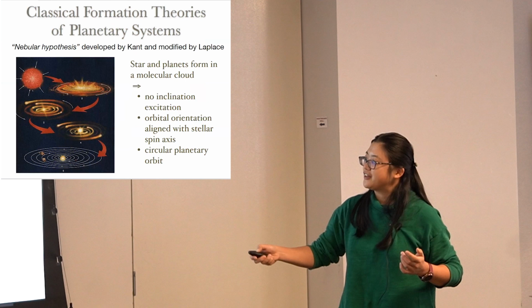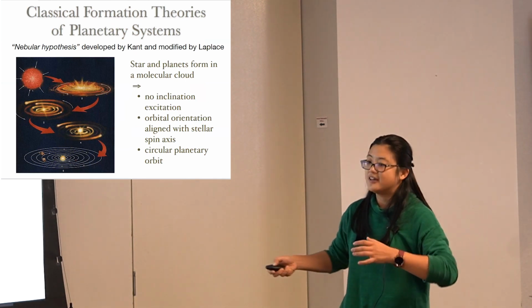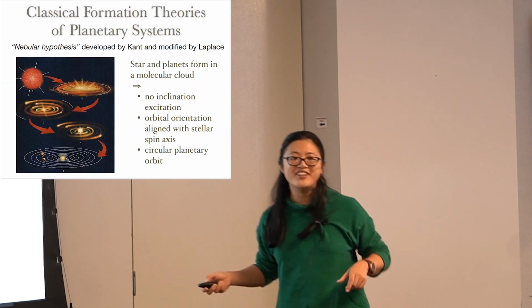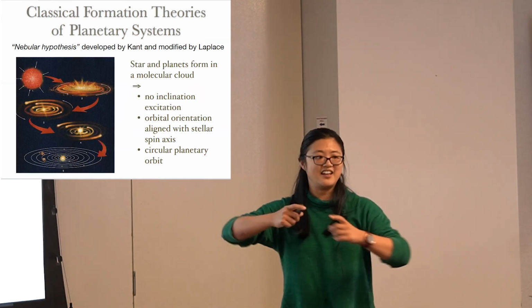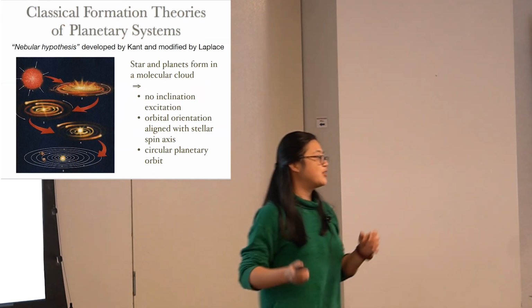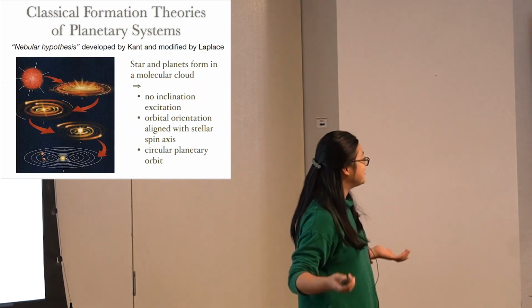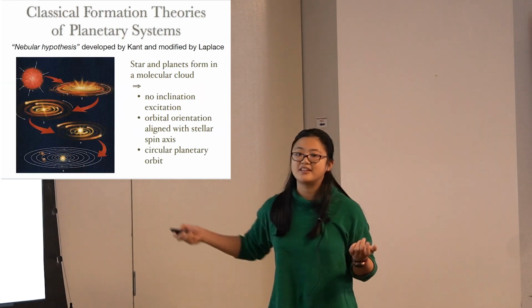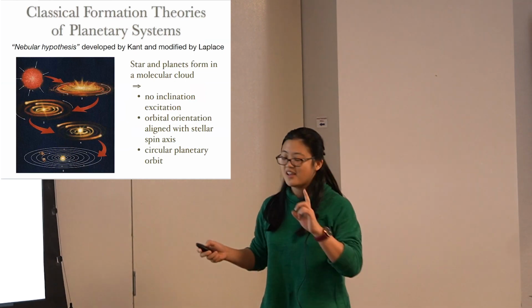And then through the interaction of the planets with the disk, with the gaseous environment, the eccentricity, the elongation of the orbits, gets damped. So one would obtain the current solar system structure, where the planets all have near circular orbits, orbiting in the same direction as the rotation axis of the whole star.